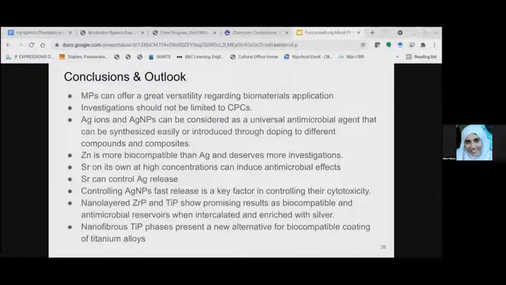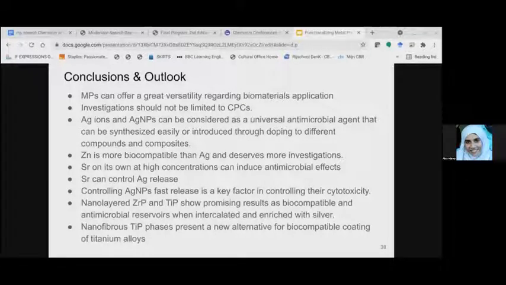So metal phosphates can offer a great versatility regarding biomaterials applications, and the investigations should not only be limited to calcium phosphate phases in this regard. We now have seen some success with magnesium phosphate, strontium phosphate and zinc phosphate. And with this research, I showed you other examples with titanium phosphate and zirconium phosphate. Regarding the antimicrobial agents, silver ions and silver nanoparticles can be considered a universal antimicrobial agent.